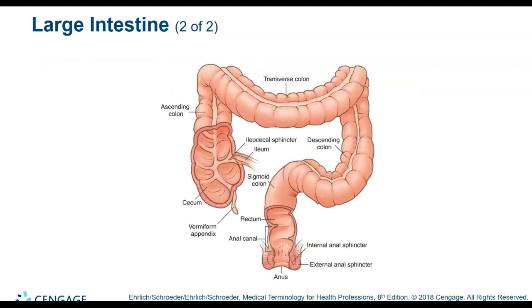So when we look at this picture, we see the cecum here. Here's our appendix, which is just dangling here. We have the cecum. We have the ascending colon that goes across with a transverse colon to the descending colon, to the sigmoid colon, to the rectum, and then out through the anus.